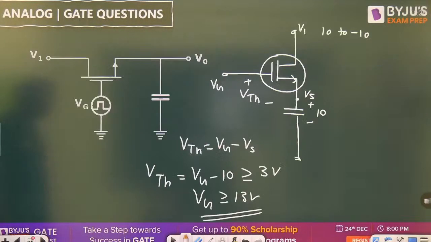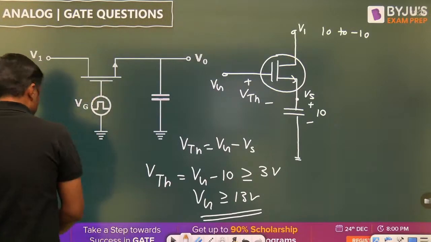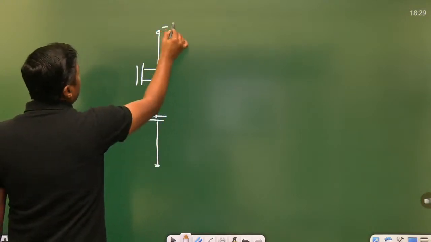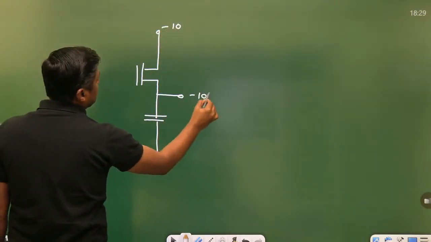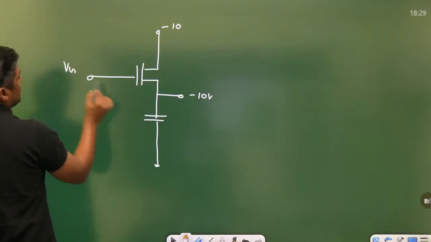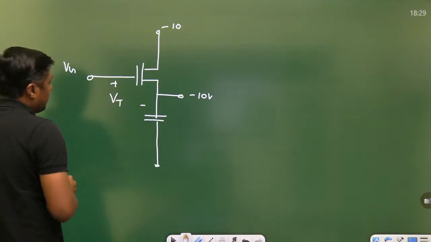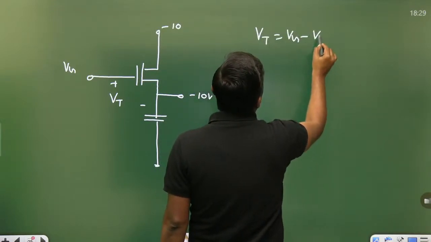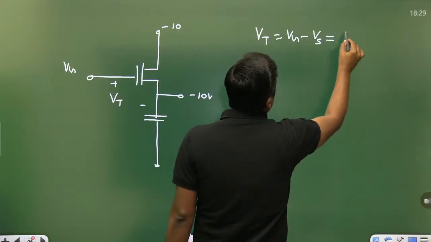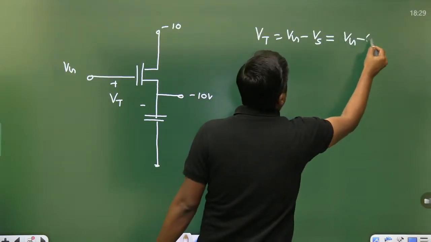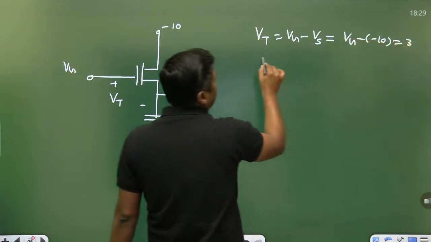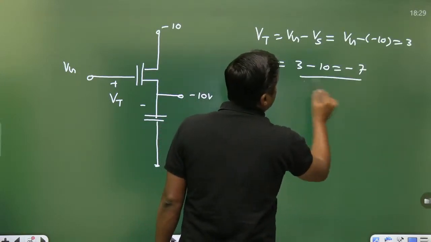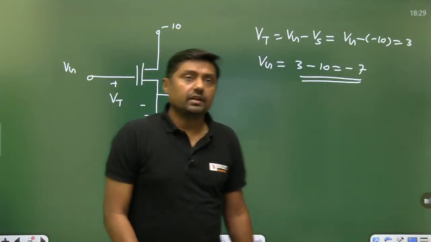But how are we going to find the second value? In the second case, if it is minus 10, the capacitor will charge up to minus 10 volt, because it will act as a short circuit. Now this is the Vg, and Vt is equal to Vg minus Vs, which should be at minimum 3. So Vg is equal to 3 minus 10, that is minus 7. This is the minimum value of the Vg. So minus 7 and 10, that is the answer.